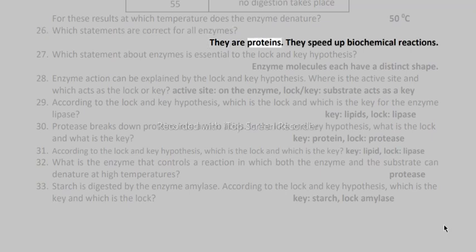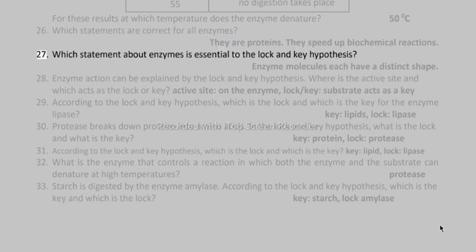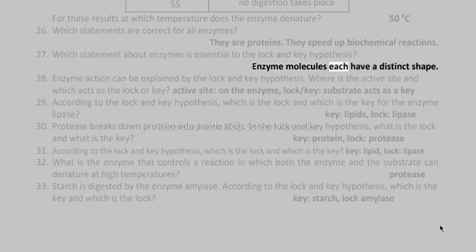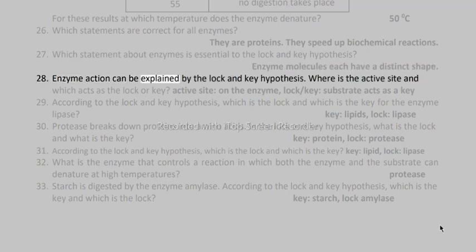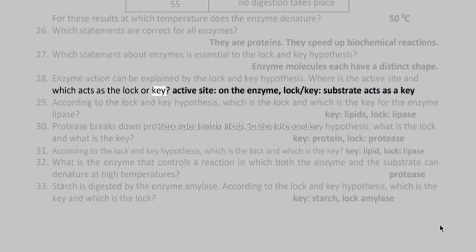They are proteins. They speed up biochemical reactions. 27. Which statement about enzymes is essential to the lock and key hypothesis? Enzyme molecules each have a distinct shape. 28. Enzyme action can be explained by the lock and key hypothesis. Where is the active site and which acts as the lock or key? Active site, on the enzyme, lock; key, substrate acts as a key.